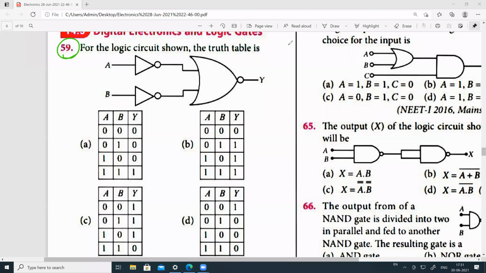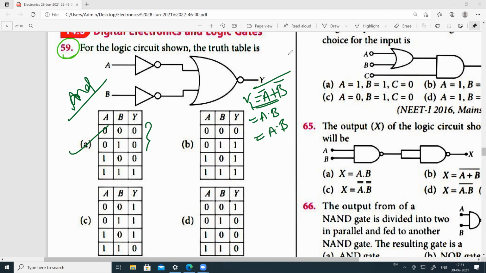So for 59th one, it is an AND gate because it is given by y is equal to (a bar plus b bar) whole bar. So that is equal to (a dot b) whole bar bar, which is equal to a dot b. So therefore it is an AND gate, and 8th one is the right answer. Inputs are 0 0, 1 1, 0 0 1 0 1 and output we are getting 0 0 0 1. So for 59th one, 8th one is the right answer.